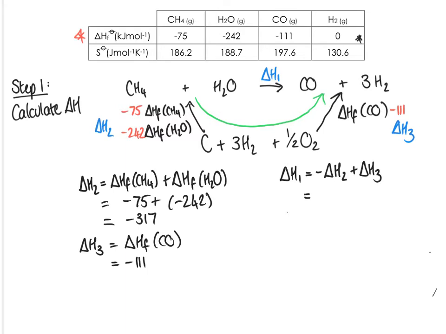Subbing in our values for delta H2 and delta H3, we've got -317 plus -111, which works out as 317 - 111, which should be 206 kilojoules per mole. But what am I forgetting? My plus sign. Okay, so step 1 is complete. We have our delta H value for our equation. And now we would need to work out our delta S value.